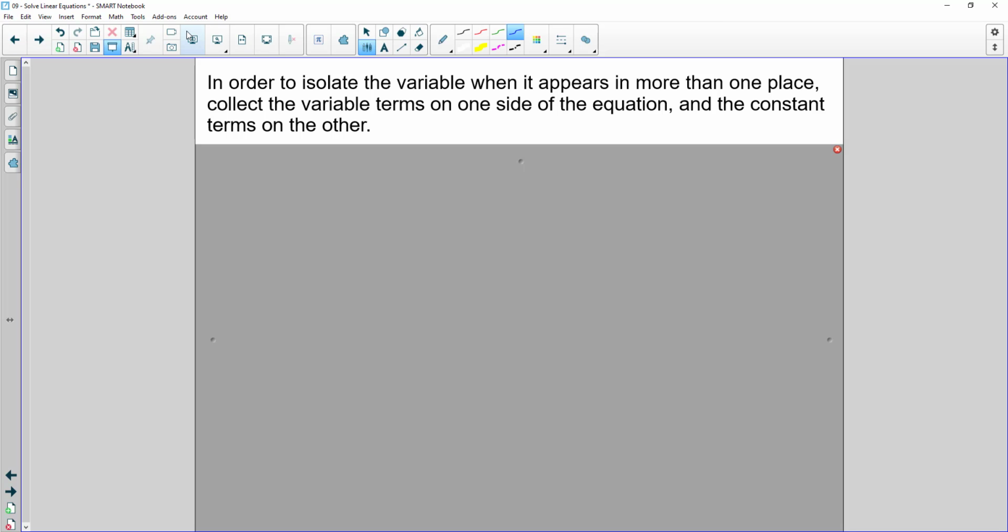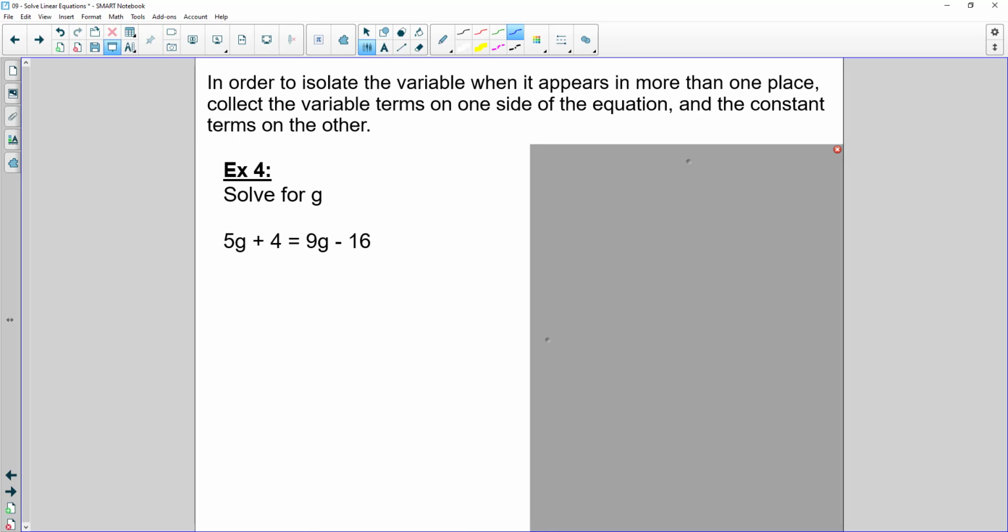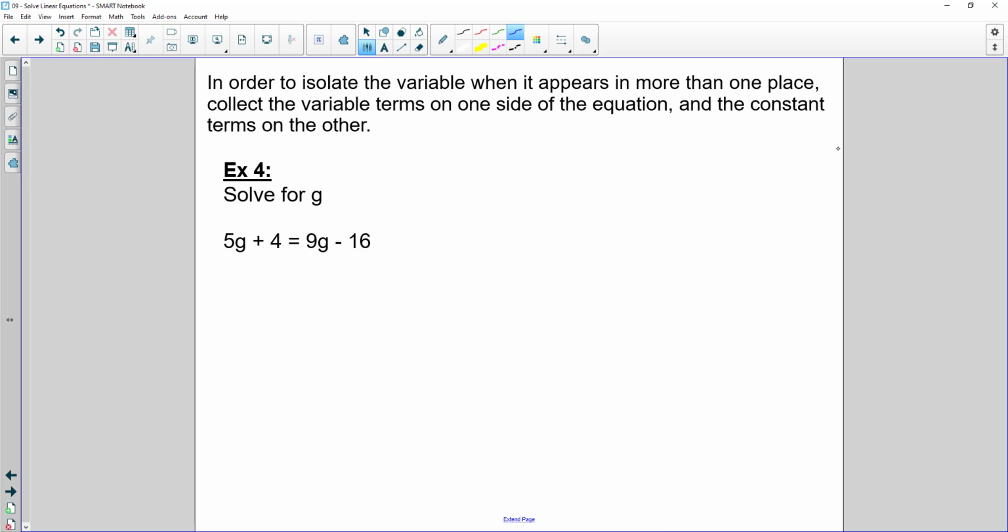So this is what we just saw. When we have a variable that appears in more than one place, we want to collect those variables. Ideally, we'd like to do it sooner rather than later in our equation, if we can. Okay, so let's look at this question here. So I have 5g plus 4 equals 9g minus 16. So I want to get all the letters on one side, all the constants on the other side, all the numbers. It doesn't matter which side you put them on, you'll get the same answer either way. And in fact, I'll do this question twice just to prove that point.